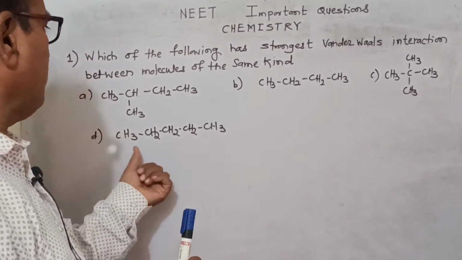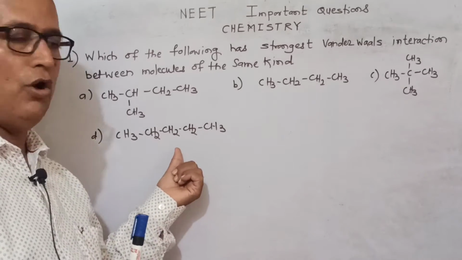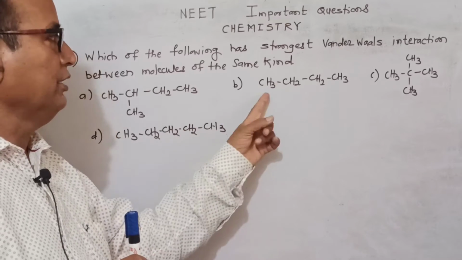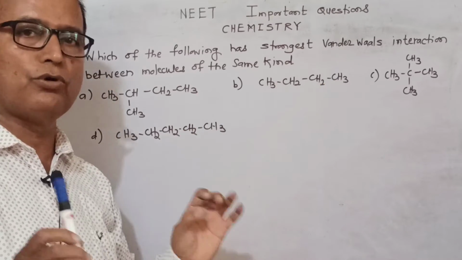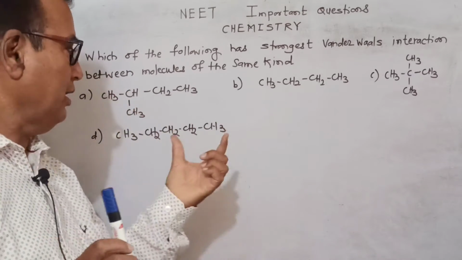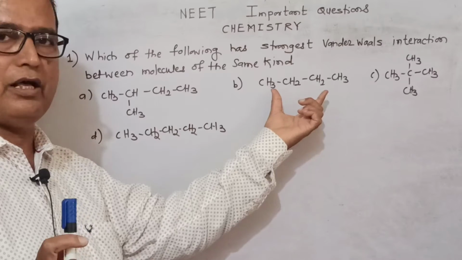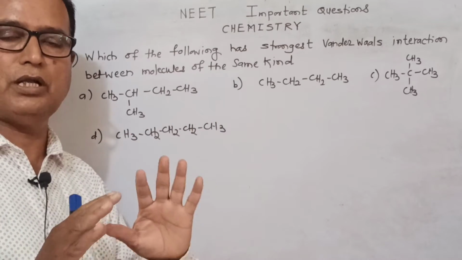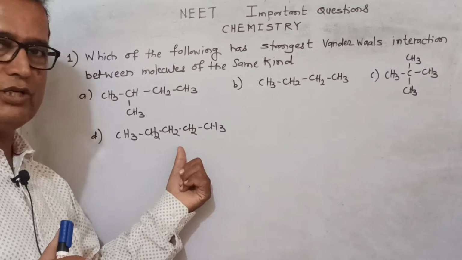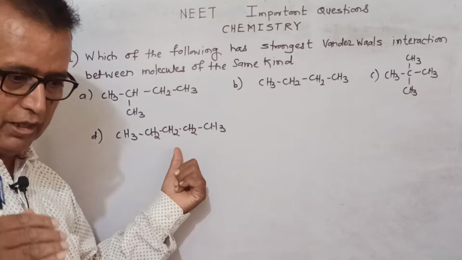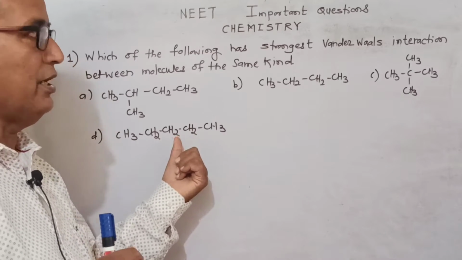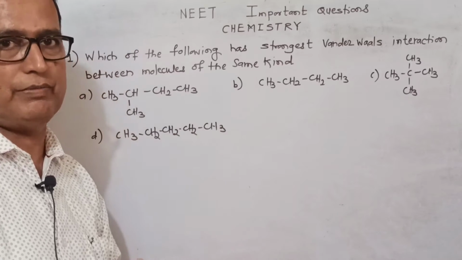Here, in this part, non-branching part is there. Here only 4 carbons are there. Here 5 carbons are there. Both are unbranched. So here more surface area is present because one carbon is greater. The more the surface area, the stronger is the van der Waals force of attraction.